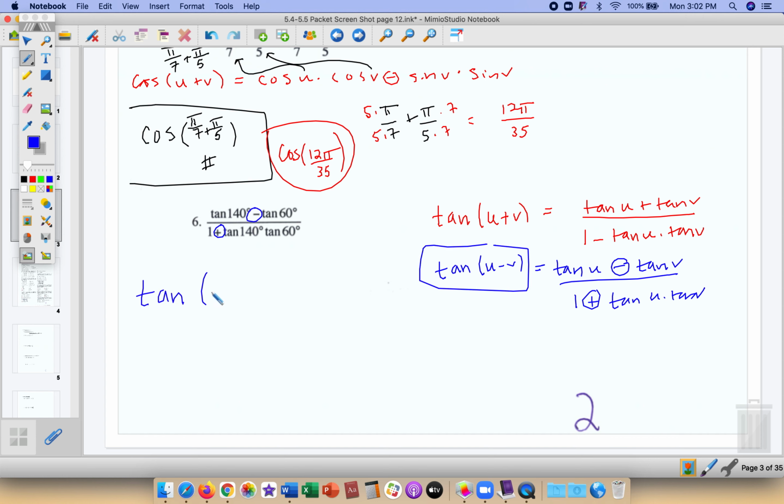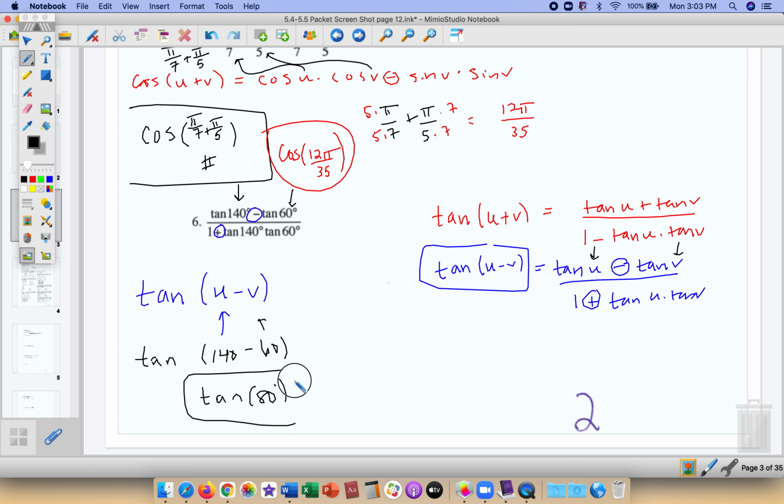So we have to plug in u and v. The u spot is right here. So 140 would be the u. The v slot is over here. So tan of 140 minus 60, we'll end up getting tan of 80 degrees. And that's our final answer. So we're just going in reverse.